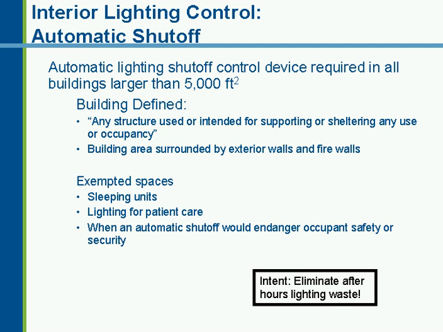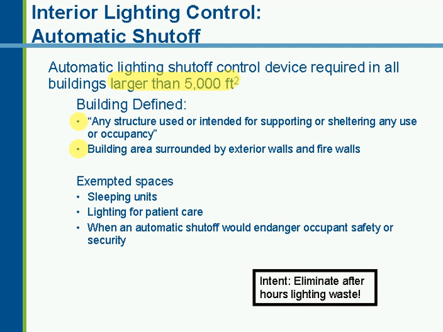There's another major requirement called automatic shutoff. And this requires that if you have a building larger than 5,000 square feet, you must have a way of automatically shutting off the lighting to the building. And one important point here, we need to kind of define what building is for this control. Typically, a building is any structure used or intended for supporting or sheltering occupancy. In the case of this control requirement, there's another way to define it, and that is a building area surrounded by exterior walls and firewalls.